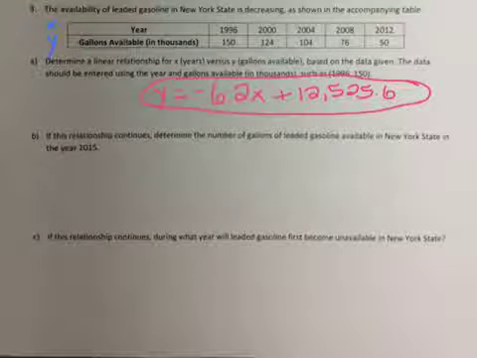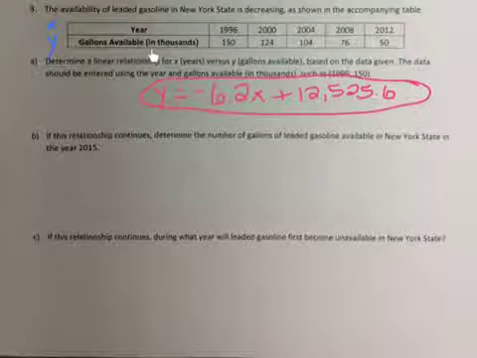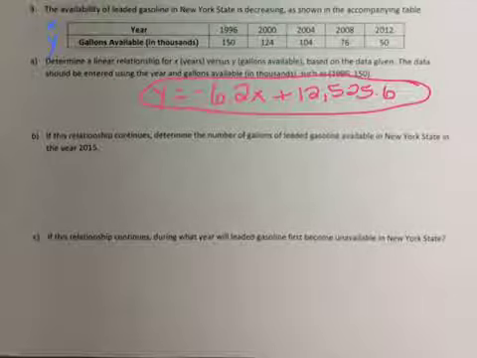One thing I do want you to notice is we have a negative slope, so that means we're going to have a negative correlation coefficient. As the years advance, as we go up in years, the number of gallons of gasoline that's available goes down, so they have a negative correlation.